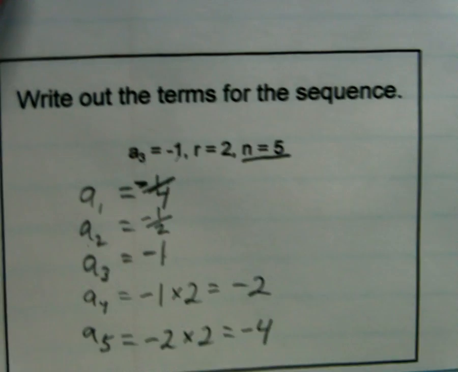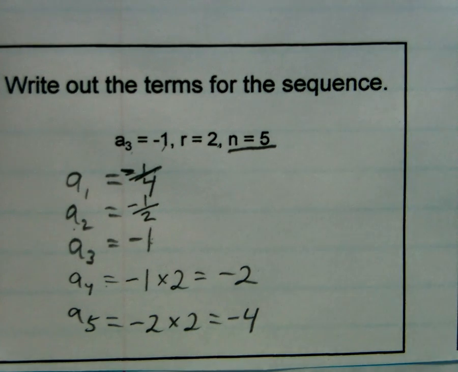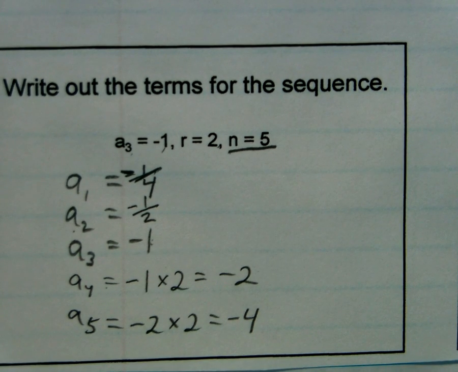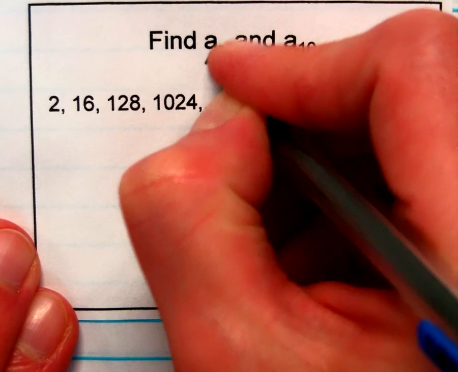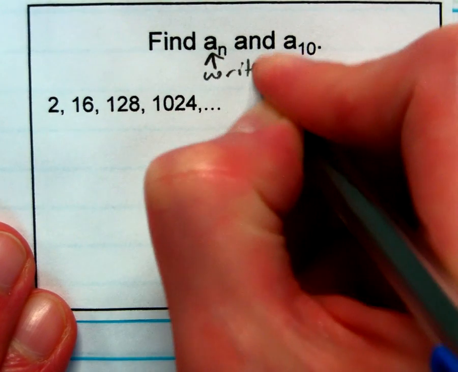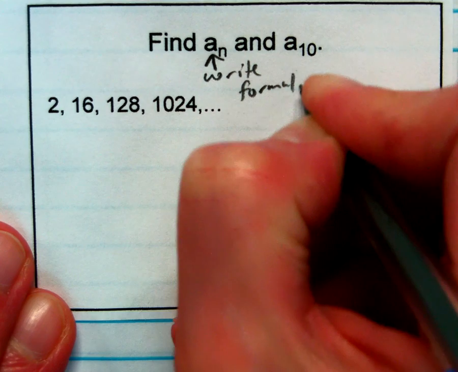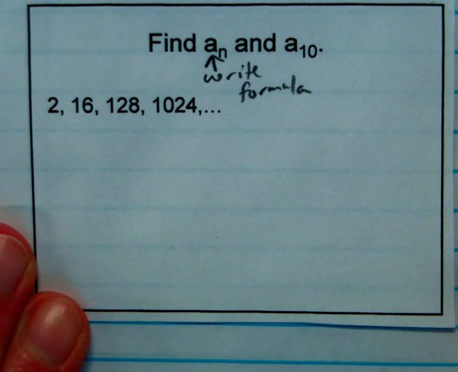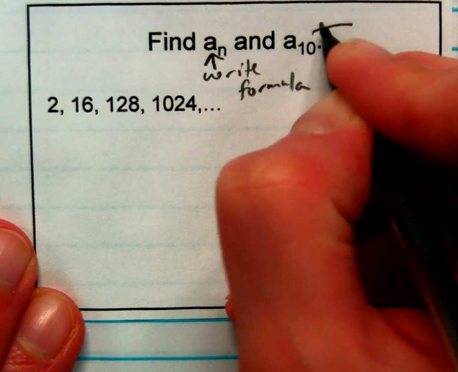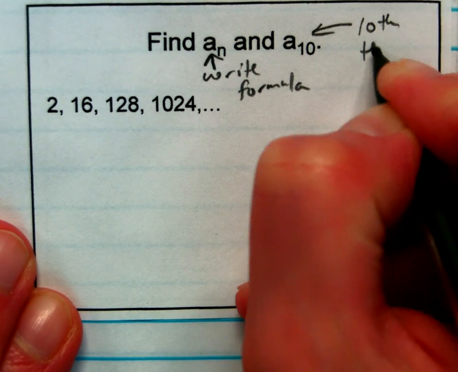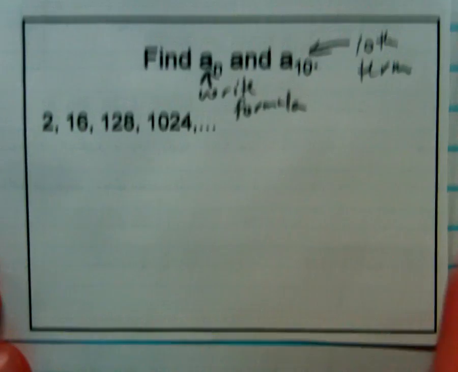Okay, so where the formula comes in is when we want to find not all of the terms, but just a particular one. So on the next one, when it says find AN, that means you're going to write the formula. An explicit formula is what we're going to look at. There's explicit and recursive. We're going to do the explicit. And then the A10 means that they want the 10th term from the sequence.